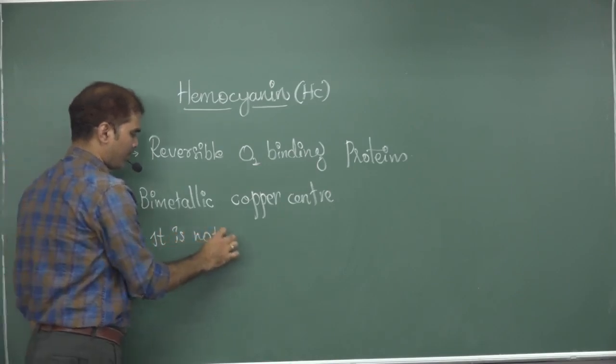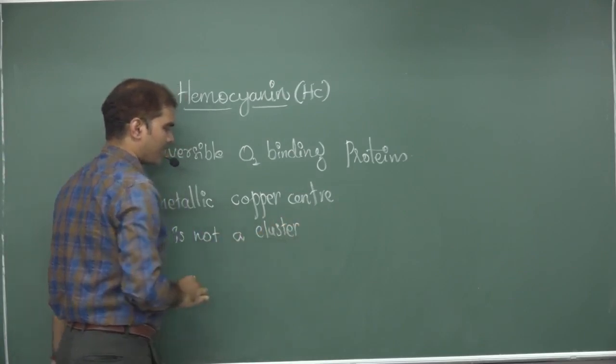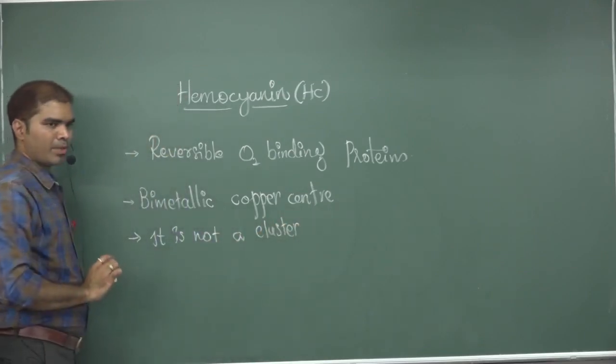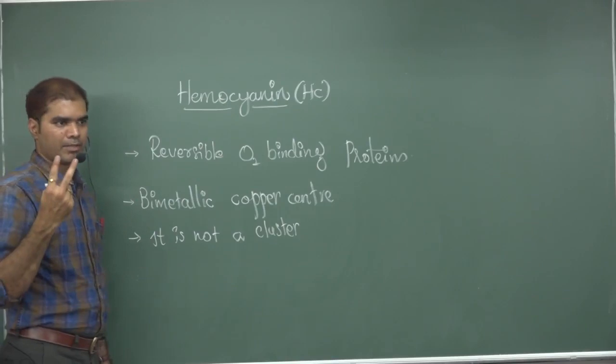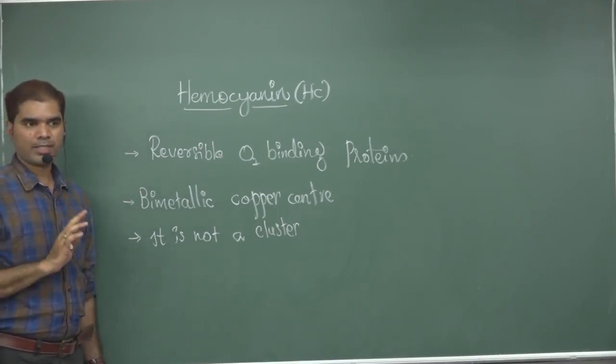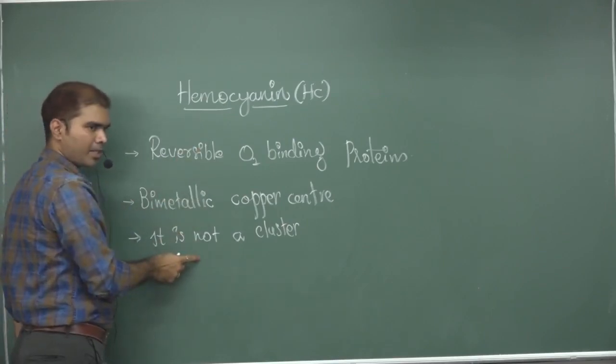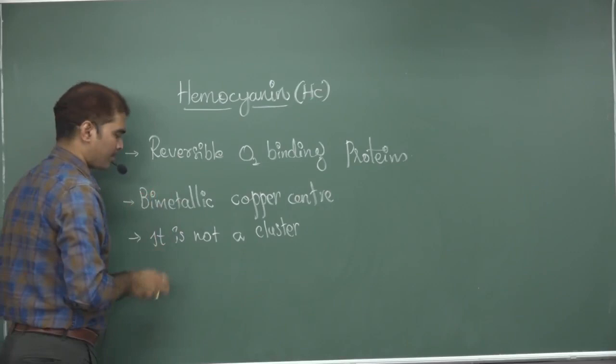When I say bimetallic copper center, it is worth mentioning that it is not a cluster. Hemerythrin was also not a cluster, though you had two irons, but there was no direct metal-metal bonding. So we cannot call it a cluster. In a similar way, even hemocyanin is not a cluster, but it is a bimetallic center.